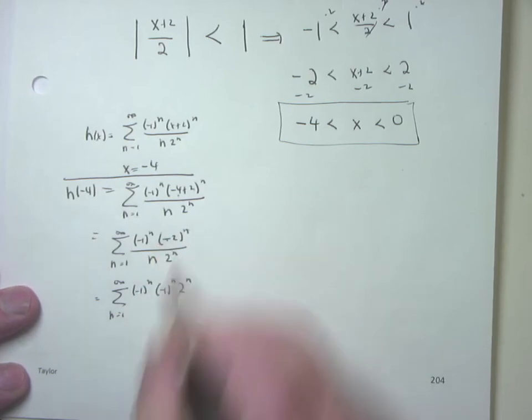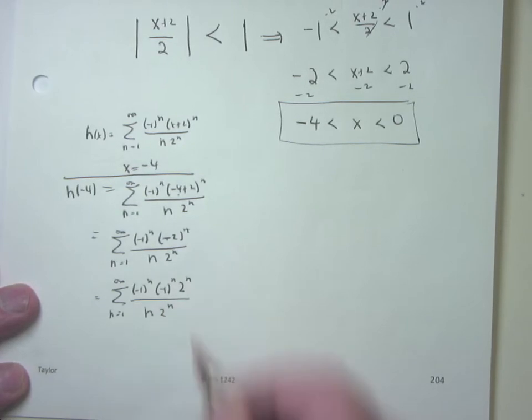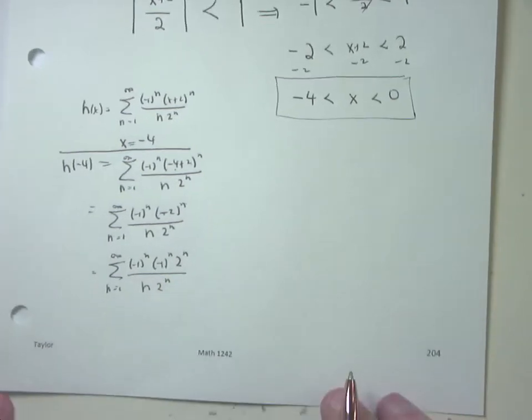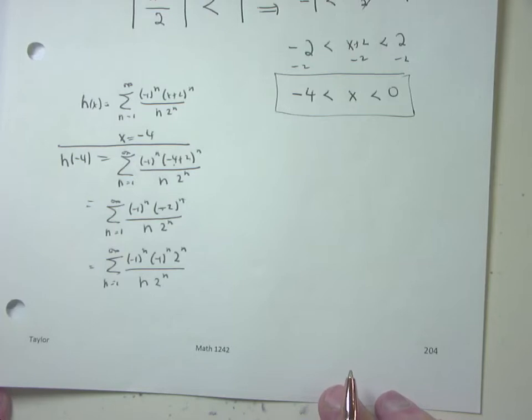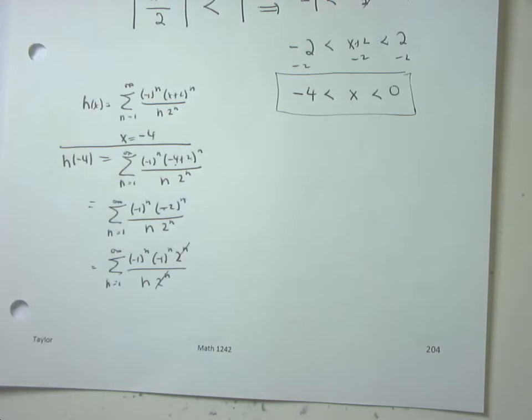I factored off the negative 1 and made him his own power, over n times 2 to the n. Now this guy, lots of stuff cancels. First off, it's pretty obvious what cancels: the 2 to the n.